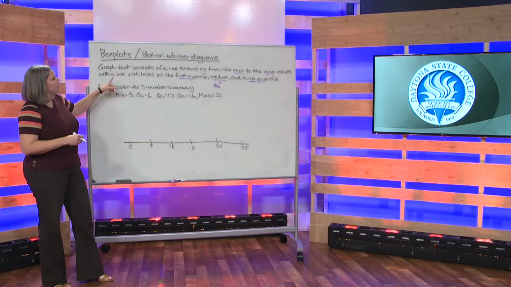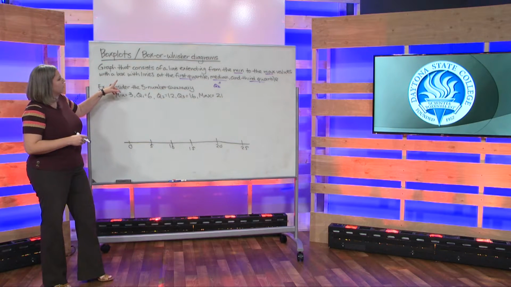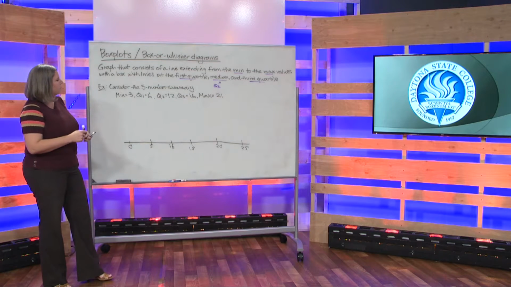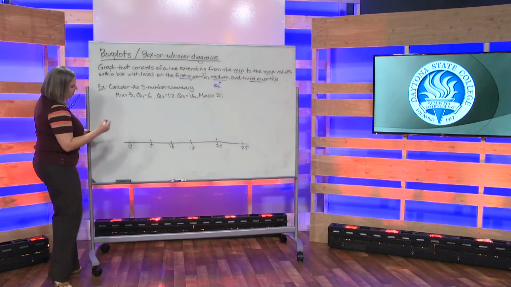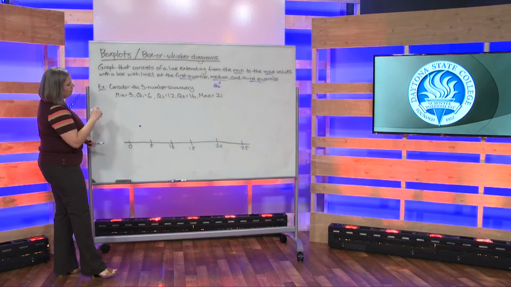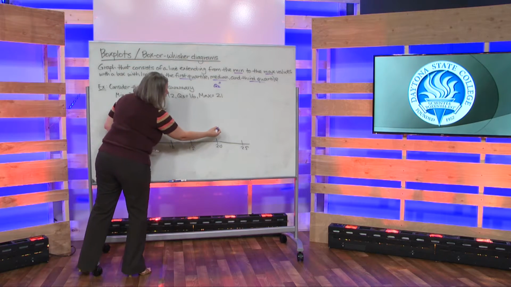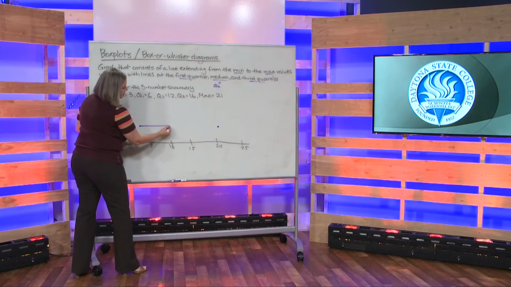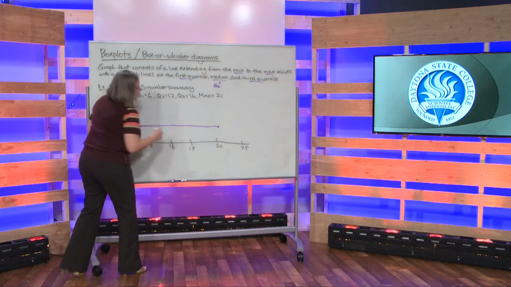So next step, it says that we are going to have a line extending from the min to the max values. So again, my min is at 3, which I'm going to put maybe right about there. My max is at 21, which I'll put right about there, and I'm just going to extend a line.